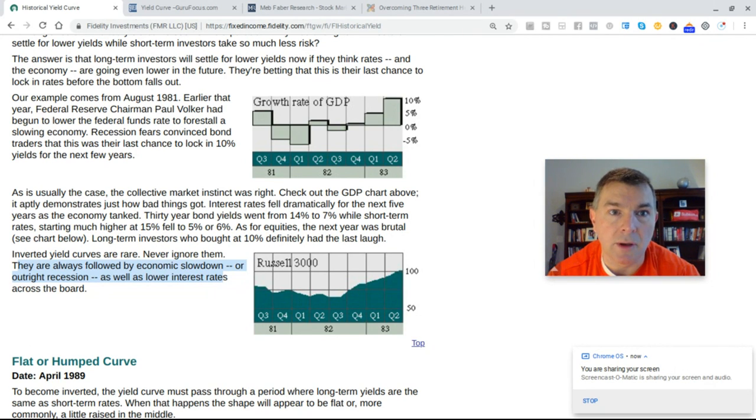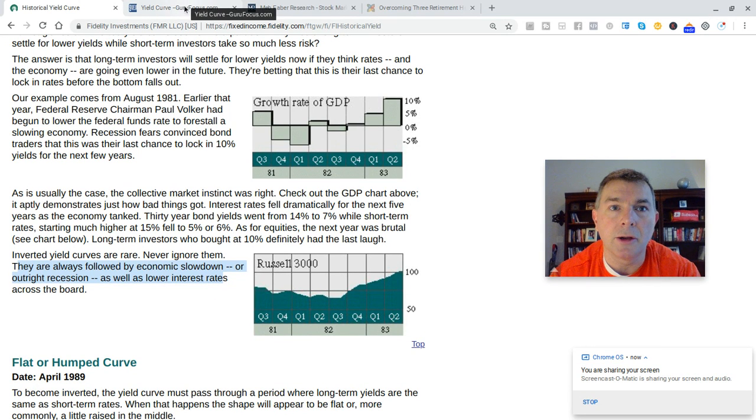But again, our example comes from 1981. Recession fears convinced bond traders that this was their last chance to lock in 10% yields for the next few years. Not if you bought the long bond. It wasn't, because you were in hog heaven getting that 15 and a quarter. All right, so now, again, let's go back: inverted yield curves are rare, and they always predict recessions. Let's take a look at our yield curve, shall we?